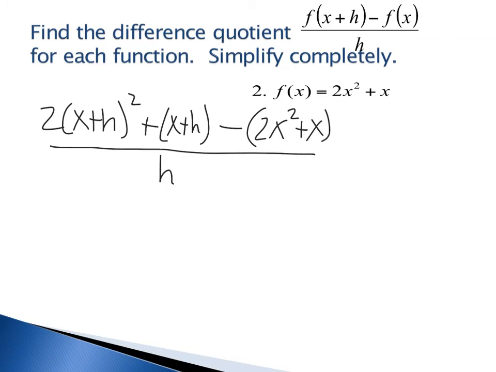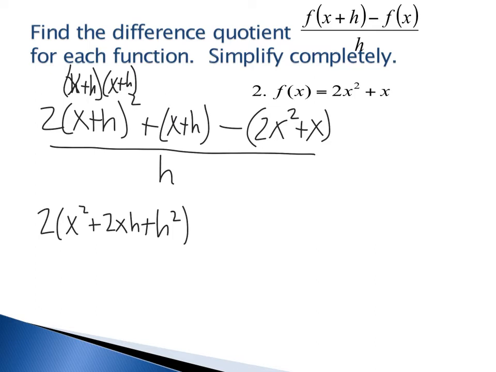Okay, now I'm going to go ahead and multiply out this x plus h squared. So remember, that's just x plus h times x plus h. Okay, so once I multiply that out, or distribute that out, I get x squared plus 2xh plus h squared. Then I still have plus x plus h, and then minus 2x squared minus x. All of that over h.